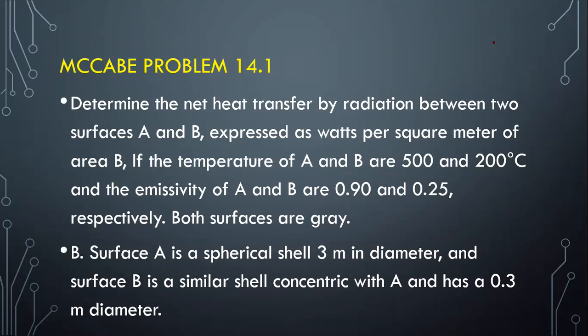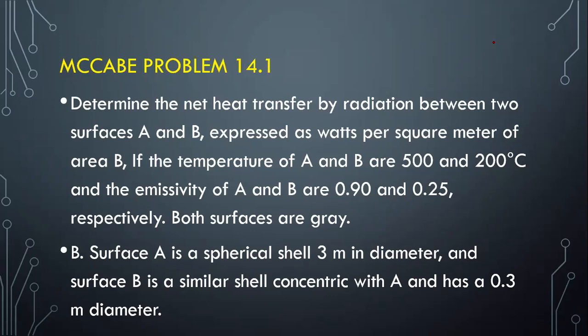So determine the net heat transfer by radiation between two surfaces A and B expressed as watts per square meter of area B if the temperatures of A and B are 500 and 200 degrees Celsius, and the emissivity of A and B are 0.90 and 0.25 respectively. Both surfaces are gray. Surface A is a spherical shell, 3 meter in diameter, and surface B is a similar shell concentric with A and has a 0.3 meter diameter. So pinapahanap dito yung QR over A.